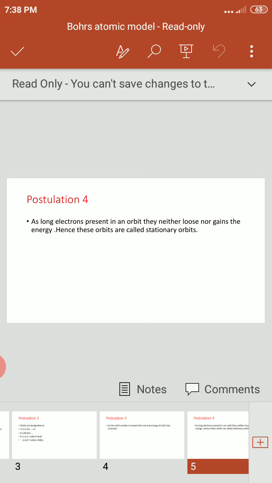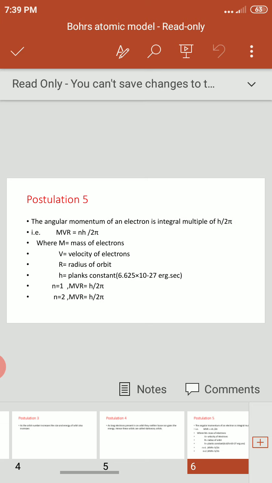As long as electrons are present in an orbit, they neither lose energy nor gain energy. Hence, those orbits are called stationary orbits. This is the fourth postulation of Bohr's atomic model.